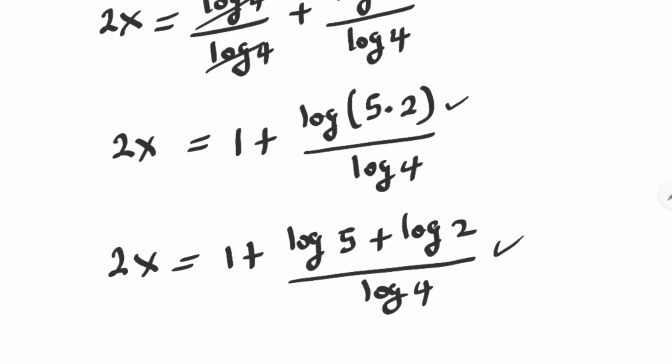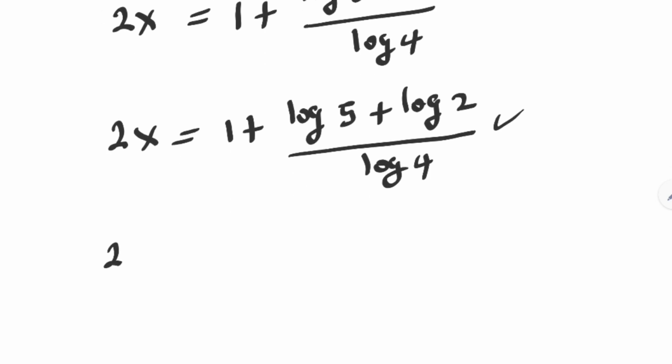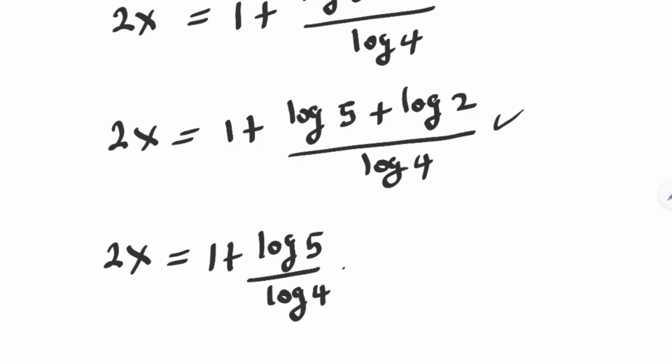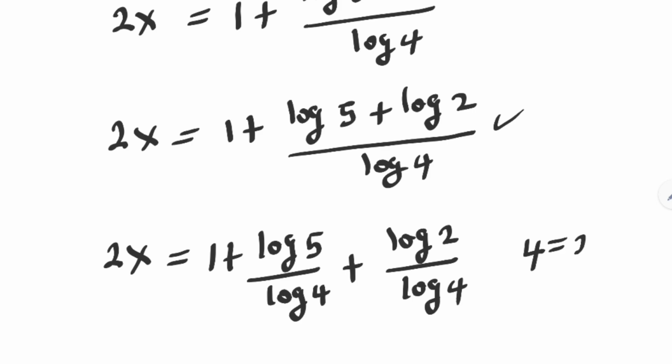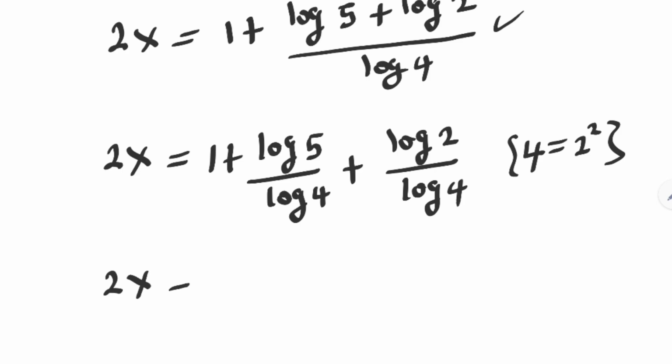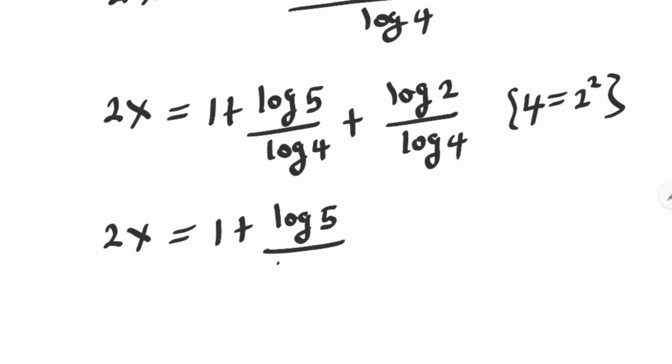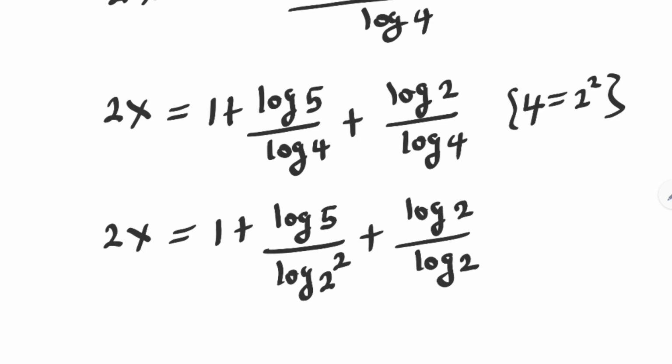Now if you split this, 2x is equal to 1 plus log 5 divided by log 4 plus log 2 divided by log 4. 4 is equal to 2 square. 2x is equal to 1 plus log 5 divided by log 4 can be written as log 2 square plus log 2 divided by log 2 square.